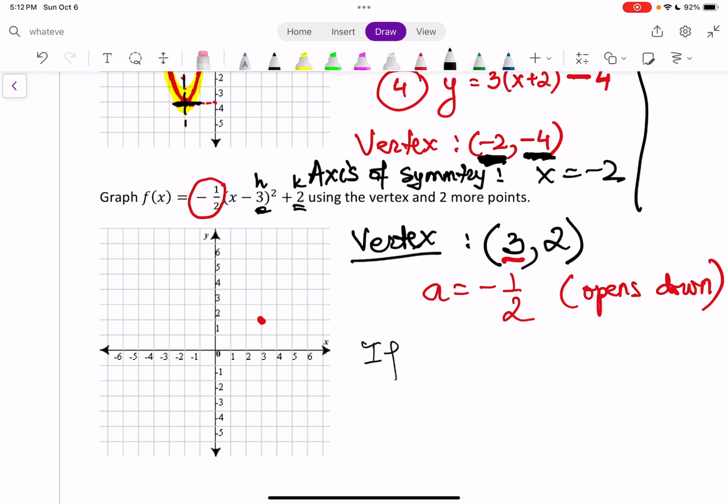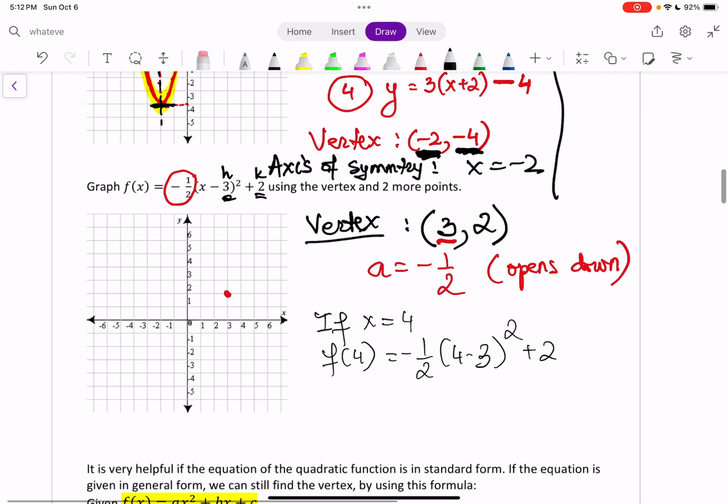So if x is 4, what is f of 4? That's -1/2 times (4 minus 3) squared plus 2. So all I have to do is plug this into the calculator. That's a 1, so that's -1/2 times 1 plus 2. That's going to be 1.5. So here it is: if x is 4, y is 1.5.